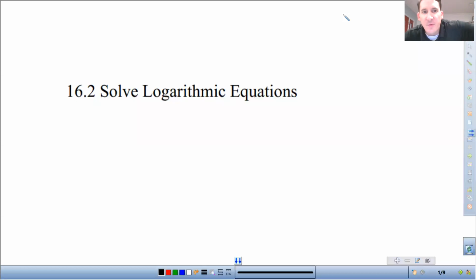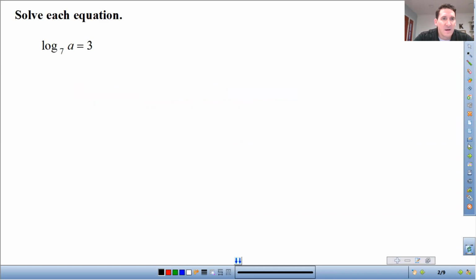All right, IM3 classes. Today we are talking about how to solve logarithmic equations. So let's get right into it. Starting off, going to solve the equation log base 7 of a is equal to 3.